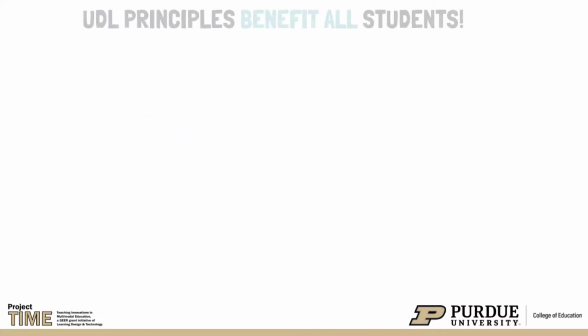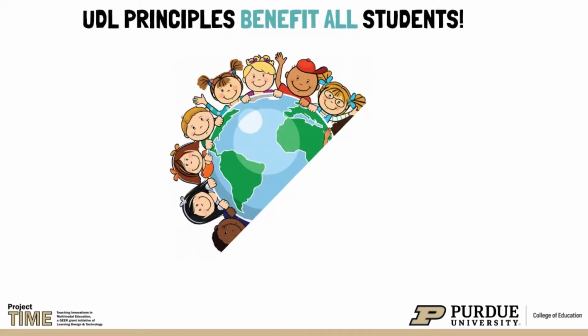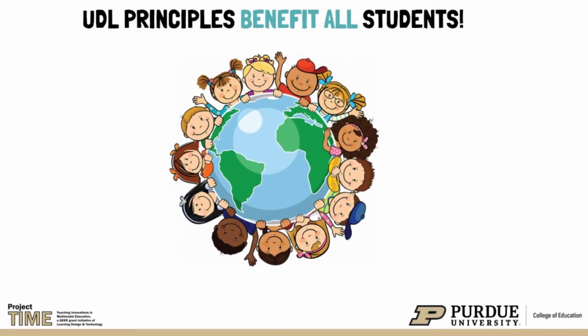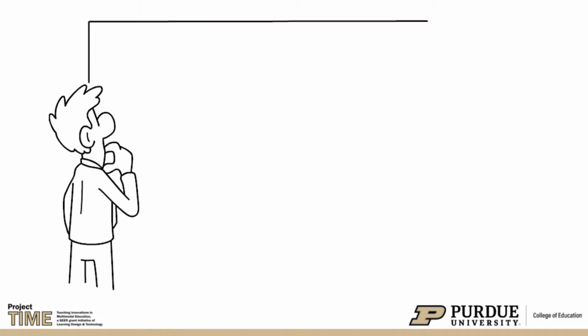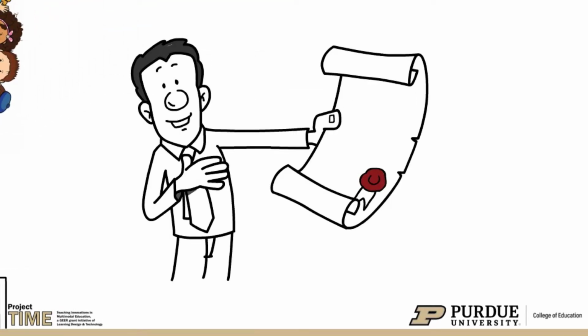Implementing UDL principles will benefit all students, including both general education and special population students. However, it is important to keep in mind that if UDL principles do not meet the specific individual needs identified in students' IEP, ILP, and 504 plans, it is a legal requirement to further differentiate assessments.